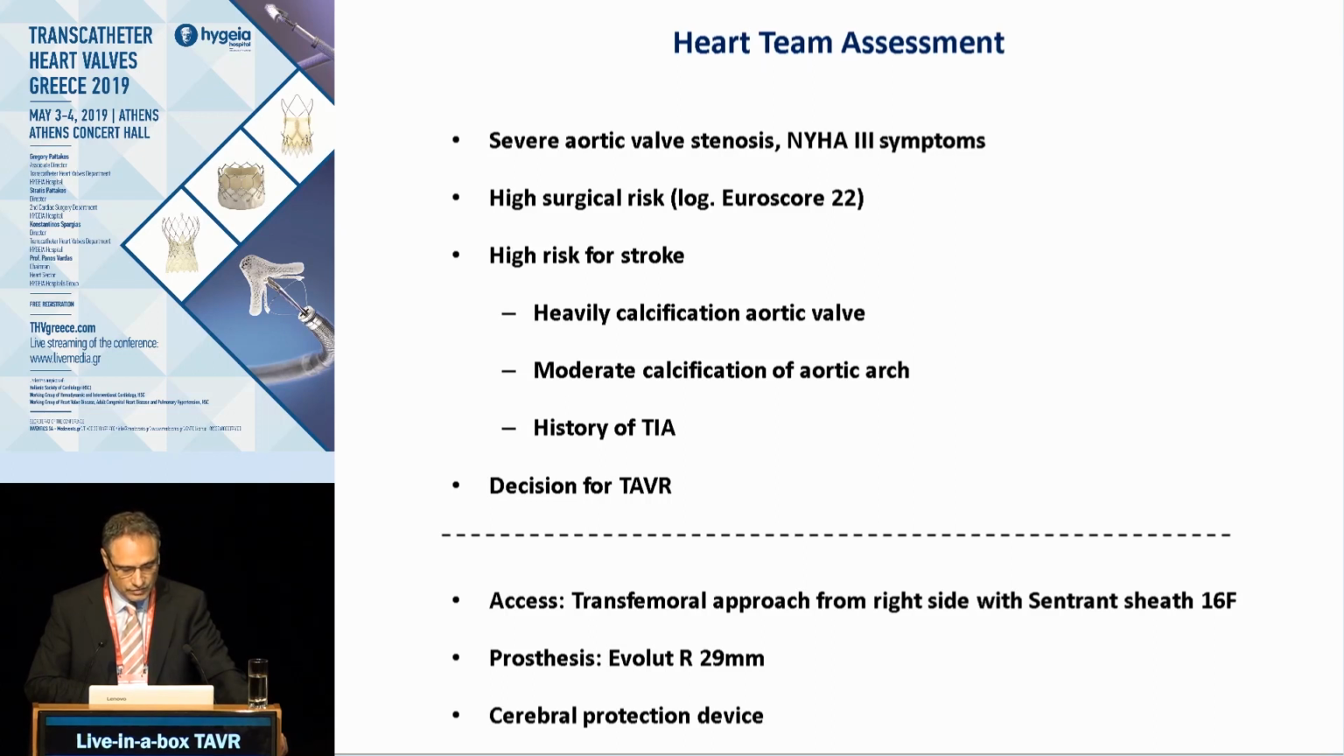We use the transfemoral approach from the right side using the 16 French sheath as an access point. We proceed with the prosthesis of Evolut R 29 millimeter, and we use a cerebral protection device in order to protect the patient from a stroke.